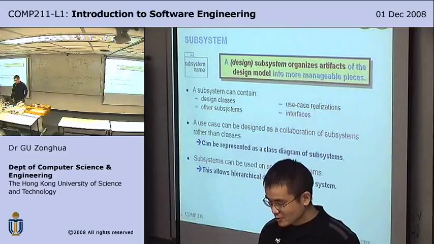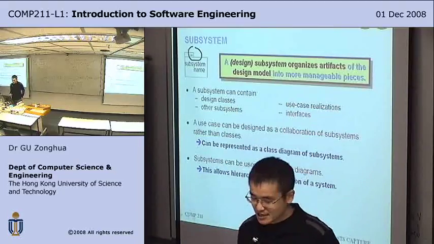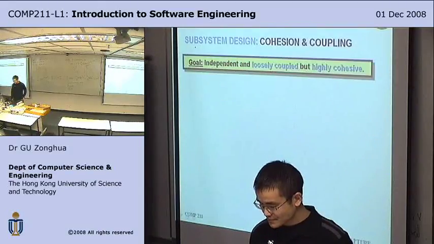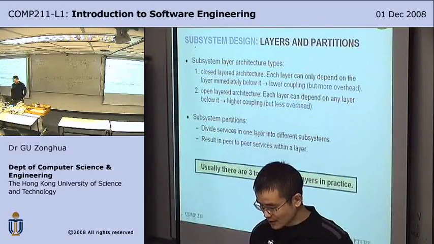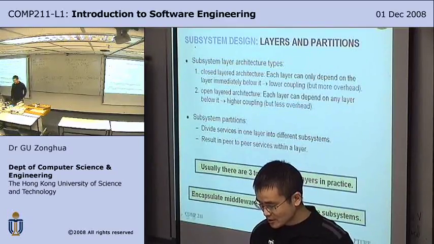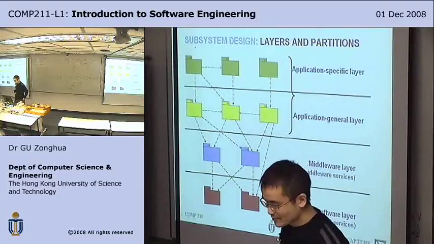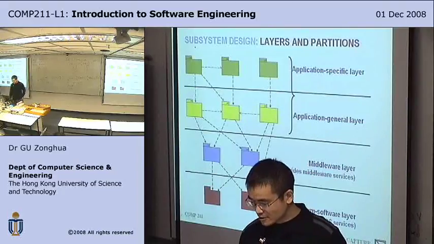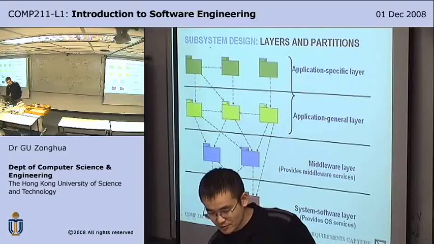So a subsystem looks like a package, except it has this little shape here, meaning that it is a subsystem in the design model. Cohesion and coupling. So layers and partitions. This is also very similar to the analysis model's package concept. So layers are vertical, partitions are horizontal. So this is 3 partitions and 4 layers.